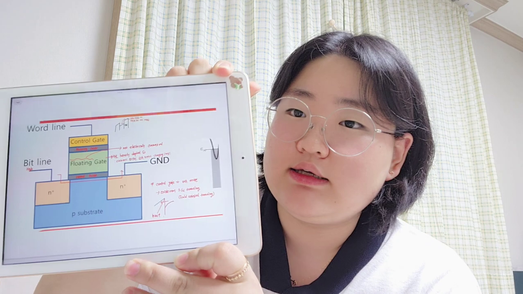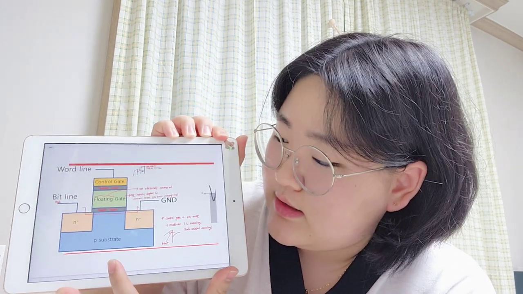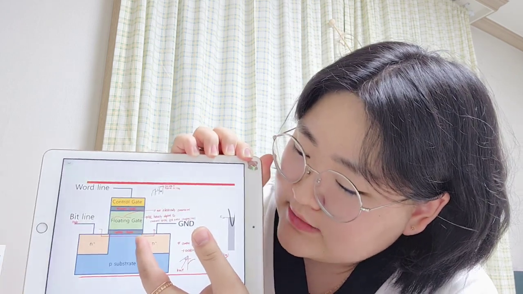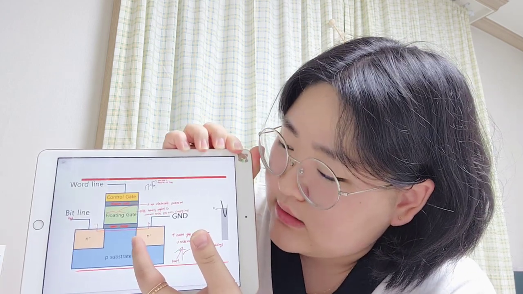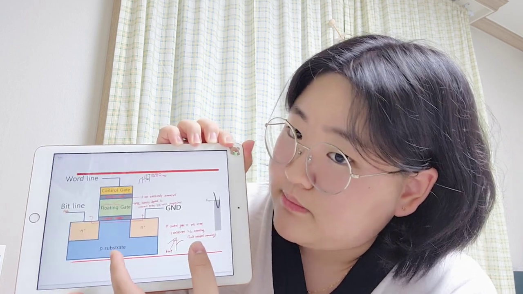The last device is flash memory. Flash memory is a device in the group of ROM. This is the basic structure of the flash memory. It is very similar to a MOSFET, but we have to add a floating gate in between the control gate and the body.